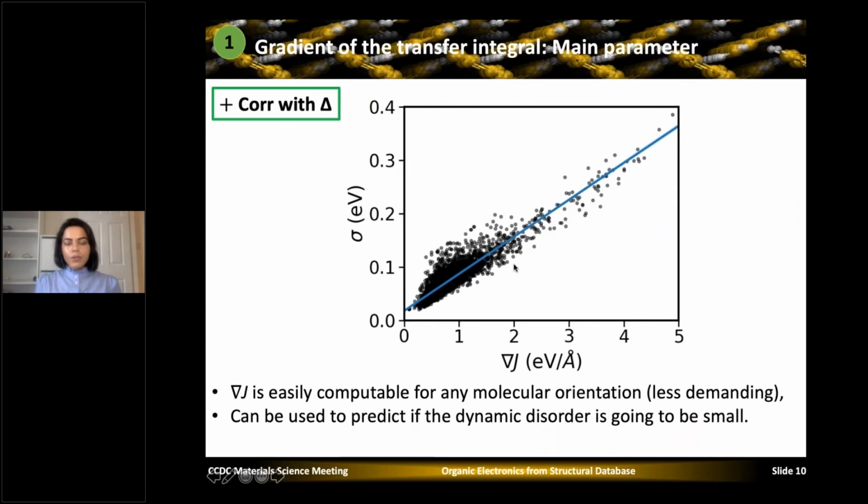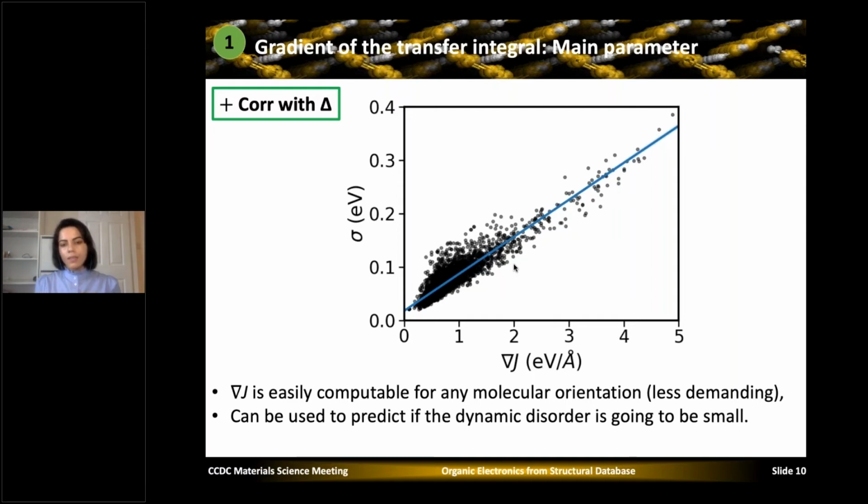The first important correlation was between the relative dynamic disorder and the gradient of the transfer integral. So this means basically the dynamic disorder is mostly an electronic property, but obviously not entirely an electronic property. So it has two main implications.